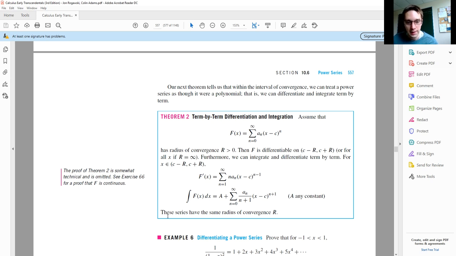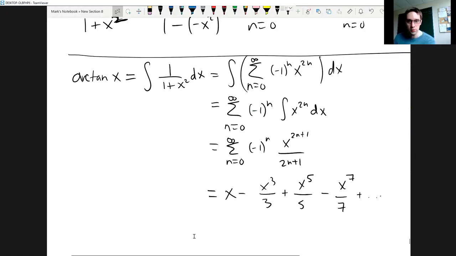Okay? And these series have the same radius of convergence. The interval might be different. The endpoints may change whether they converge or diverge, but they'll converge on the same interval. So what does that have to do with this problem? Well, if we go back to our analysis, we assumed that it was okay to integrate term by term, but that's only true at values of x where this series converges. So we need to know where this series converges to know whether that's actually going to be correct.